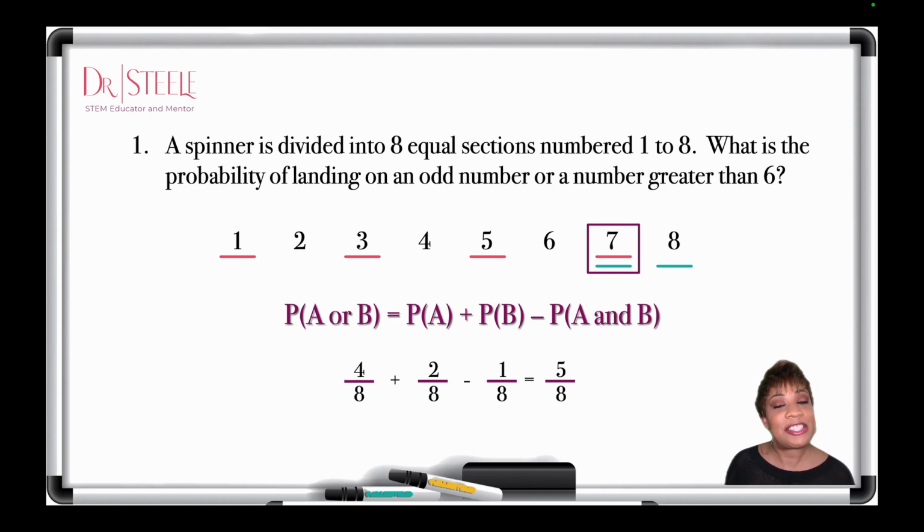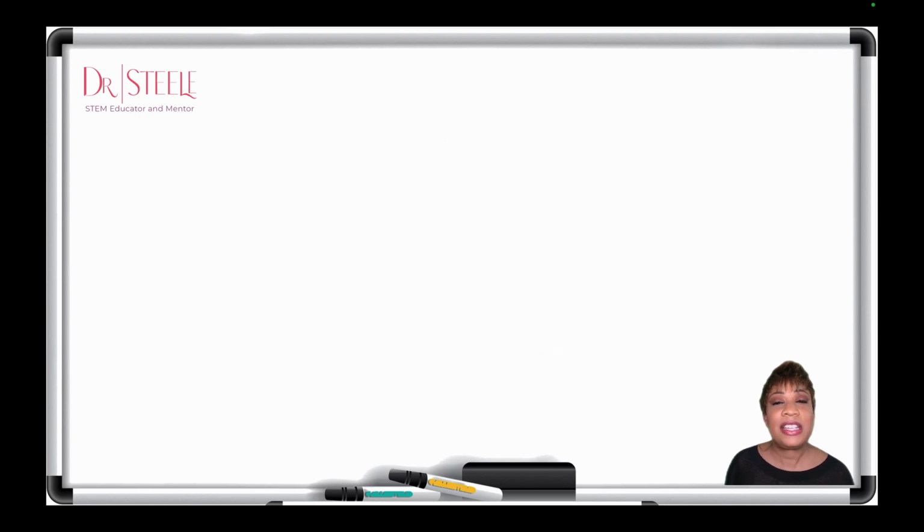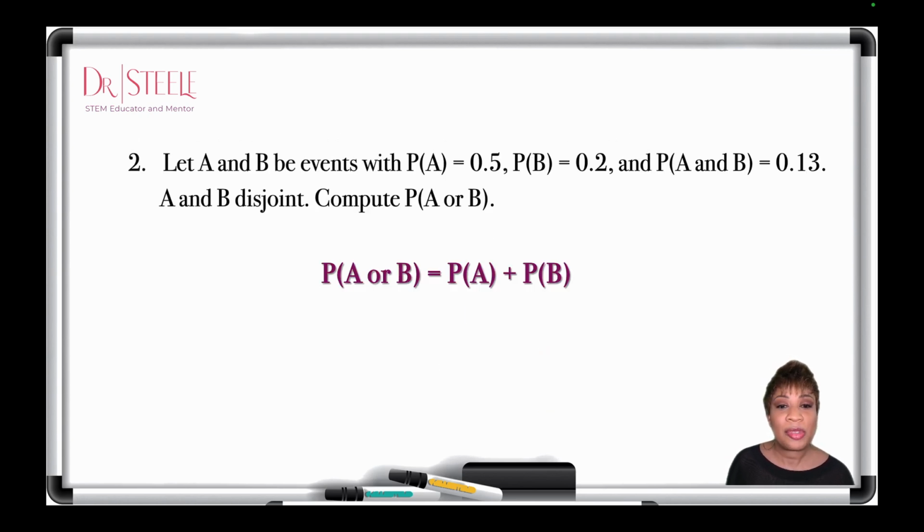If you got it right, great job. Question 2. Keyword: A and B are disjoint. So we only want to add the probability of A to the probability of B. If you got 0.7, great job.